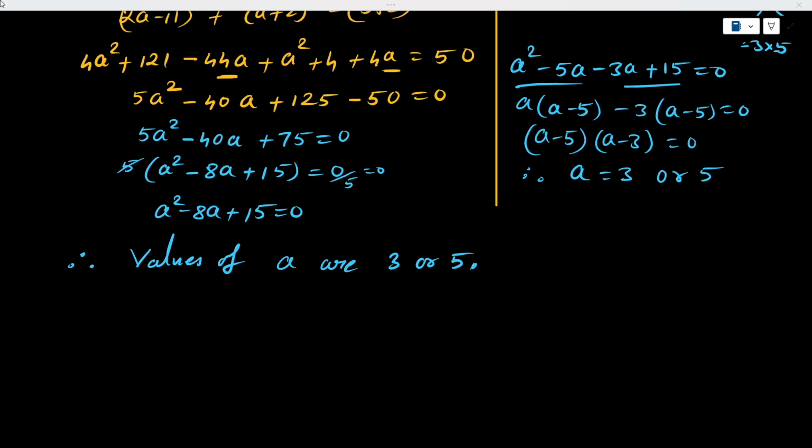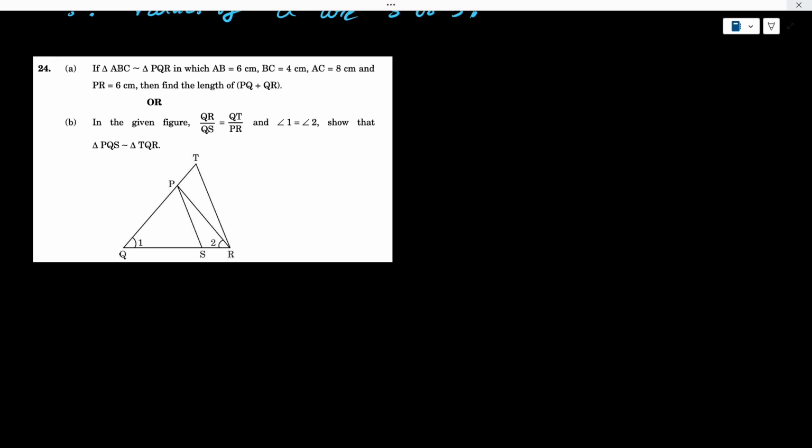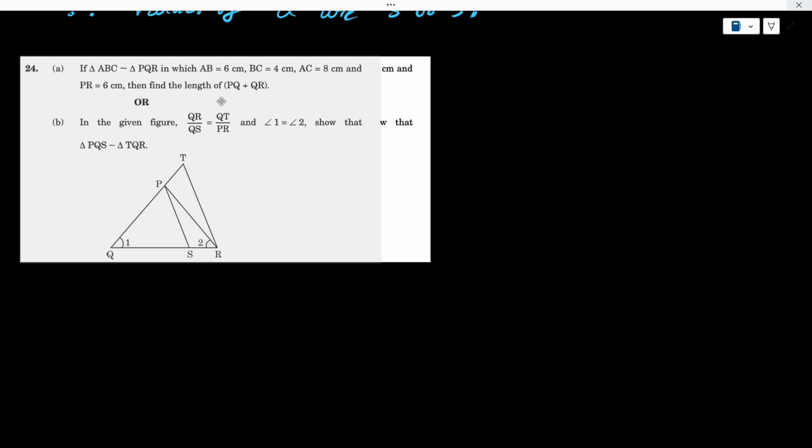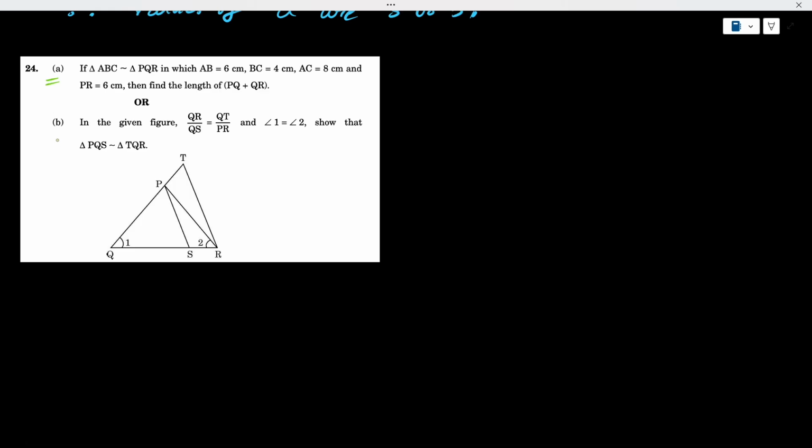Let us go for the next question. Now this is the next 2 marker question, question number 24. It says: if triangles ABC and PQR, in which AB is 6 centimeter, BC and all the three lengths are given, then you need to find the length of PQ and PR. So how are we going to do it here? Whenever you solve, first we'll take the A bit, then the B bit.